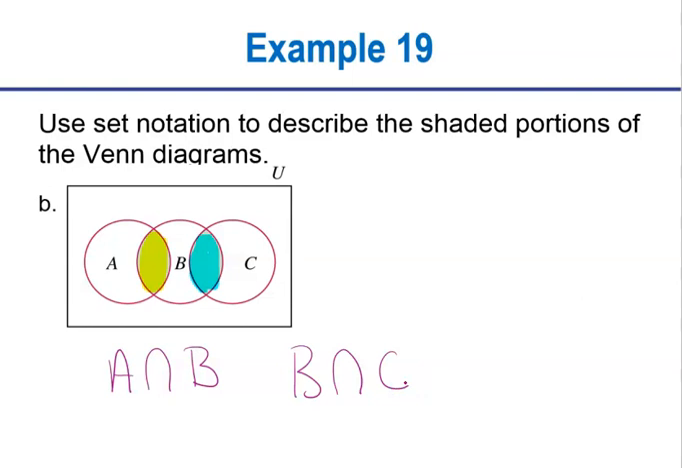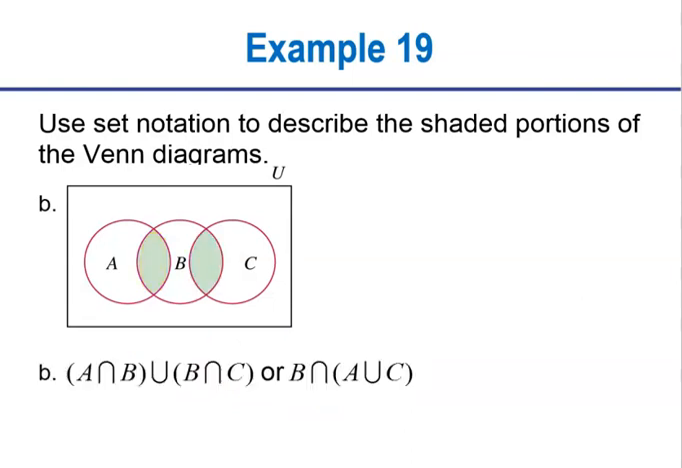Now, how do we combine those together to get that picture? That's what a union is for. So you could put these in parentheses and put a union symbol between it, and boom, there you go. Now, we had the answer A intersect B union B intersect C.